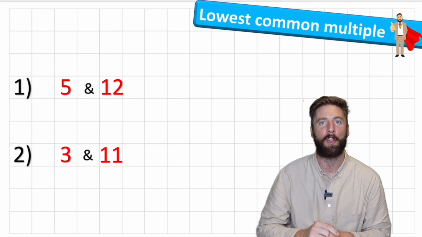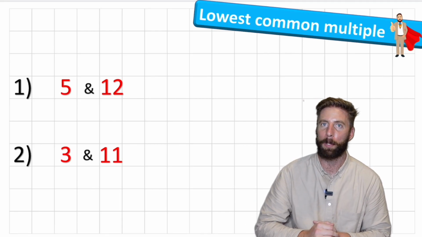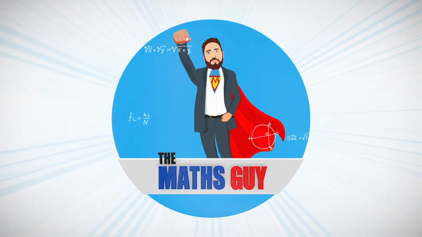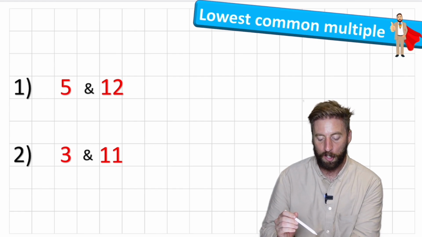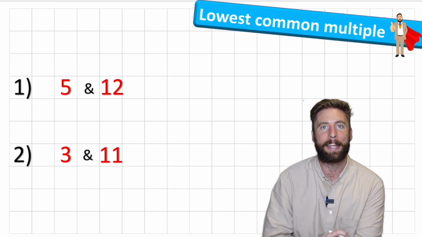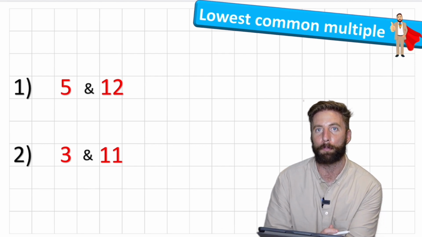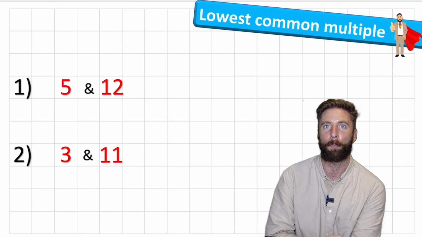Today we're looking at how to find the lowest common multiple, so let's begin. Okay, we're going to look at these two questions, 5 and 12 and 3 and 11. But before we do that, let's first think about what lowest common multiple means. And let's think about it word by word.